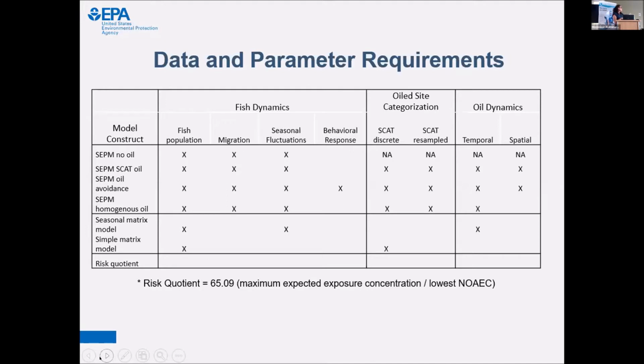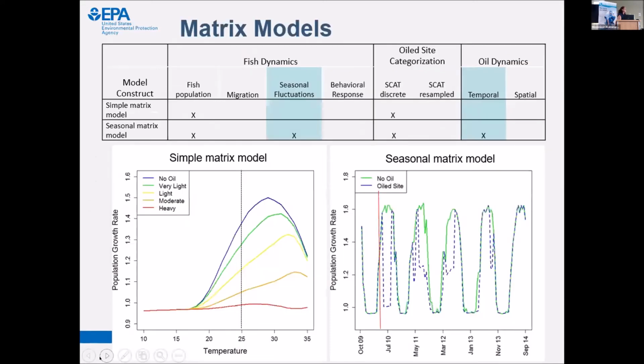We're contrasting all of these with the risk quotient approach. So this is a preliminary screening approach where we go in and look at the maximum expected concentration and compare it to the lowest NOAEC, the no observed adverse effect concentration. What this tells us is that the levels found in Barataria Bay are 65 times that, which are going to cause some sort of adverse effect. But it doesn't give us a lot of context in terms of duration or severity of the impacts. So now I'll go through the results of the models, and we'll start with the more simple models.